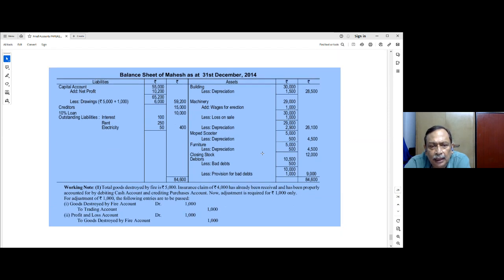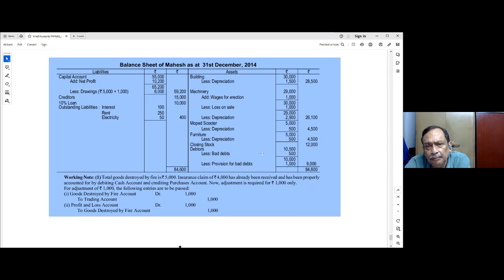Now we are coming to the balance sheet. But before that, let us look into the working note. We have total goods destroyed by fire is rupees 5,000. Okay. Insurance claim of rupees 4,000 has already been received and has been properly accounted by debiting cash account and crediting purchase account.